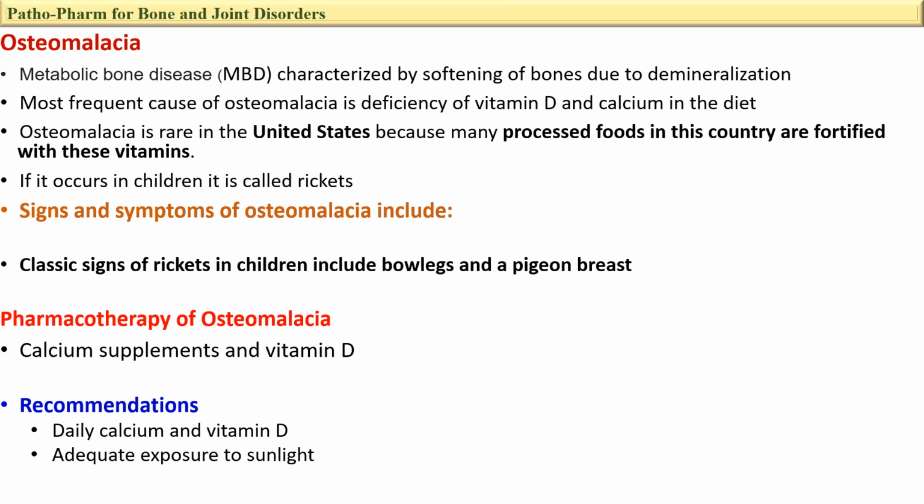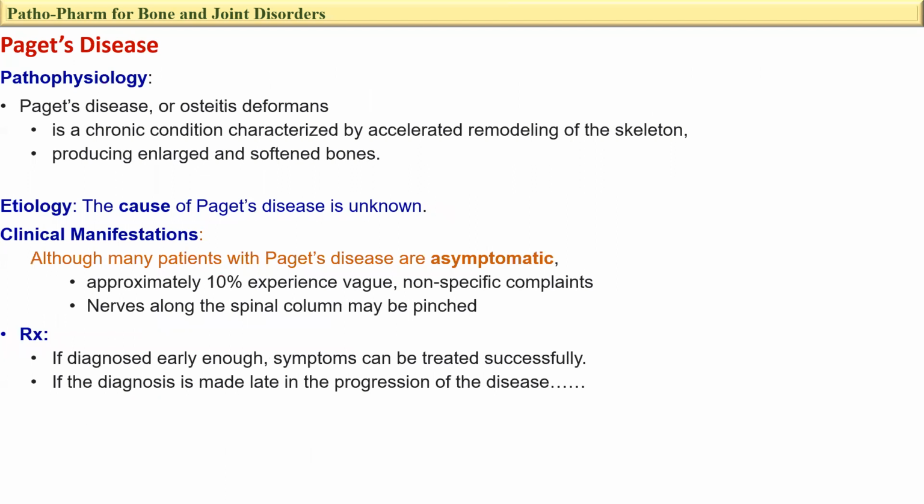Pharmacology treatment will be supplements of calcium and vitamin D. Calcitriol is used in treating rickets. Calcitriol is usually prescribed, and it is a form of active vitamin D. It's also prescribed in combination with calcium supplements. So you can give vitamin D, but it should always be given with a calcium supplement, because we know that what promotes calcium absorption is vitamin D. So the recommendations are daily calcium, vitamin D, and adequate exposure to sunlight, especially in the morning.